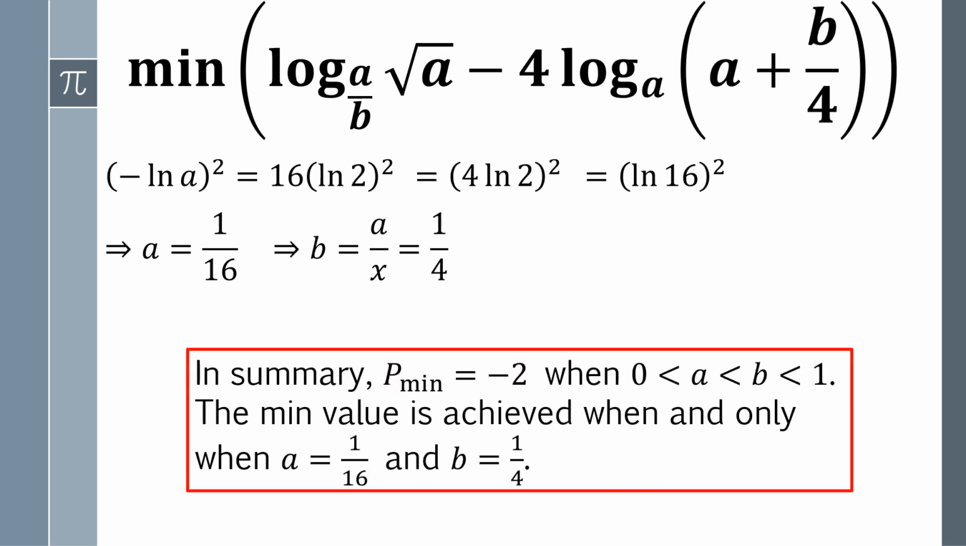So, in summary, the minimum value of p equals minus 2, and it is achieved when and only when a equals 1/16 and b equals 1/4. Problem gets resolved. Thank you.